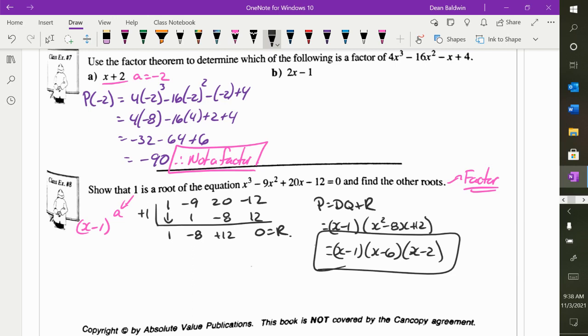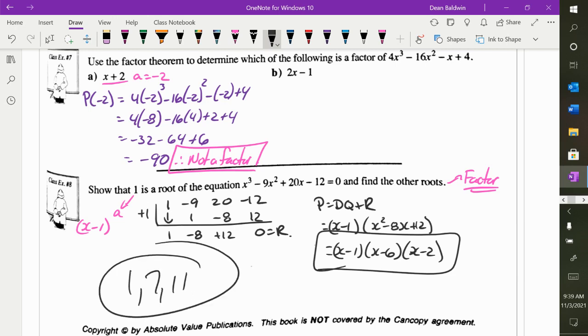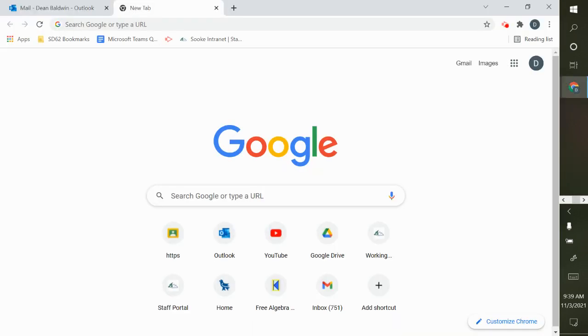All right, so the takeaway is, if you need the remainder, just put in the a value. If that remainder is 0, then the x minus a, or whatever the binomial is, is a factor of the polynomial. The only questions I want you to do are 1, 7, and 11, please.